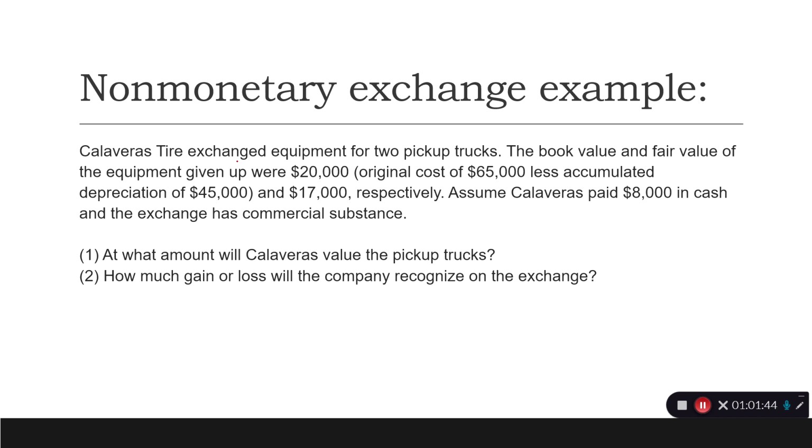Kalavasara Tire is exchanging equipment for 2 pickup trucks. The book value of the equipment being given up is $20,000, and the fair value of the old is $17,000. The $20,000 book value is because the cost was $65,000 and accumulated depreciation is $45,000. Assume that Kalavasara paid $8,000 cash in exchange. So there's also cash of $8,000.